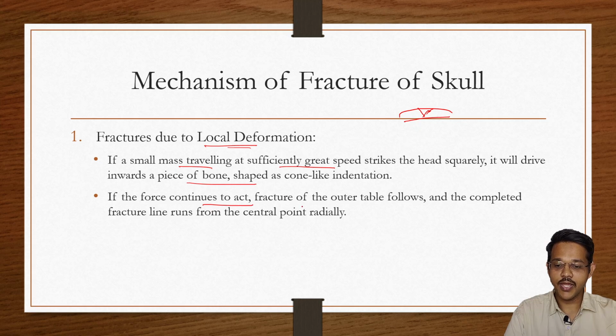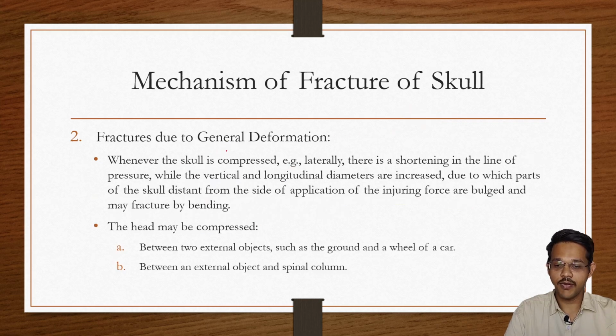And if the force continues to act, fracture of the outer table follows and a complete fracture line runs radially. Again, if the force continues, the object travels inside the brain and may cause fracture of the complete skull. It's mainly local. Fracture may be due to local deformation, where a local acting force causes the fracture, or fracture due to general deformation, where the skull itself is compressed. In local deformation, a local point of the skull is acted upon. In general deformation, the whole skull is compressed laterally or vertically.